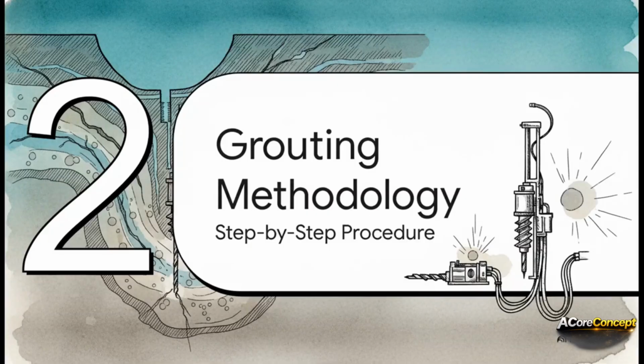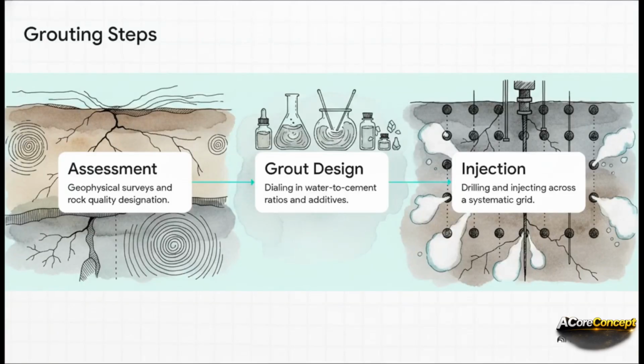Moving right along to Section 2, Consolidation Grouting Methodology. Let's break down the exact steps we take out in the field. First up is the site assessment. By utilizing geophysical surveys and calculating the rock quality designation, or RQD, engineers can basically map out those hidden subsurface fractures. RQD gives us a hard, quantitative measure of how fractured the rock mass is, letting us know exactly what we're dealing with before we start injecting anything.